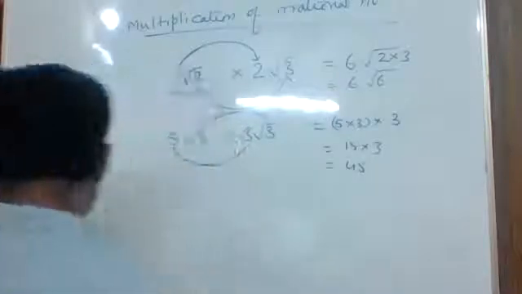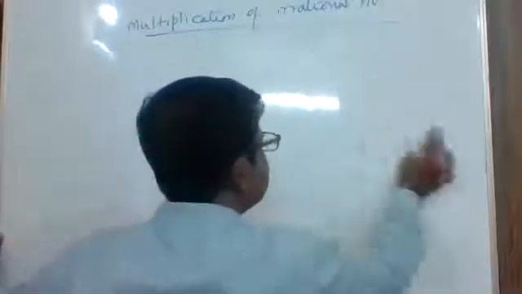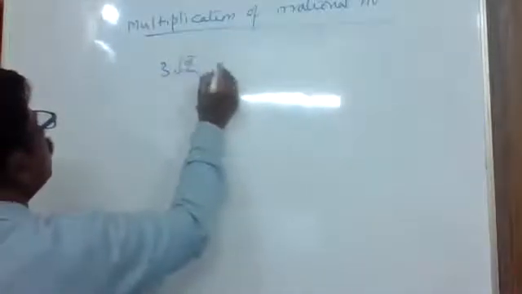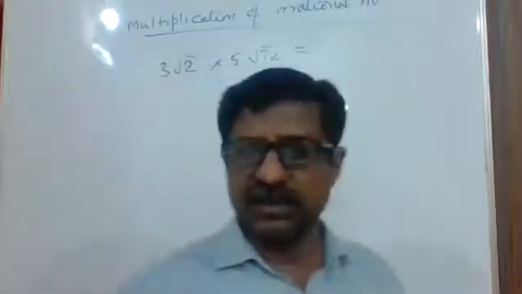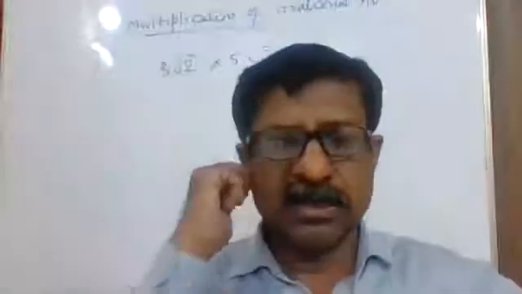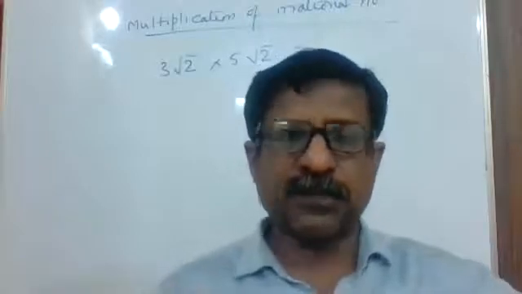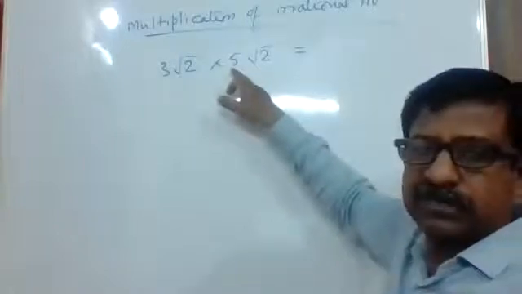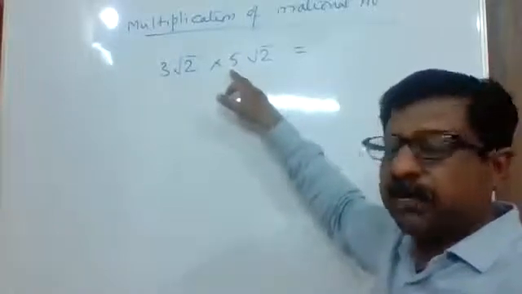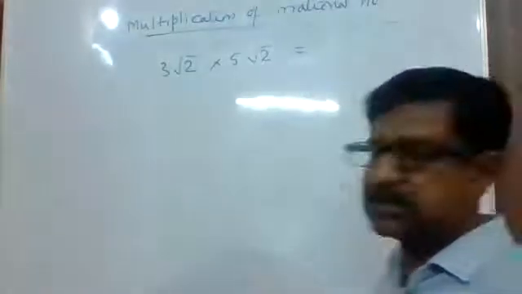Clear? Next one. Suppose we got 3 root 2 into 5 root 2. I'm giving some examples so that you can multiply it properly. 3 into 5, these are the rational parts. They can be multiplied together. And root 2 and root 2 has to be multiplied. And root 2 into root 2 is, as I said, 2.